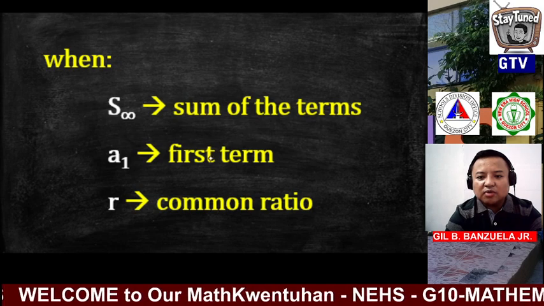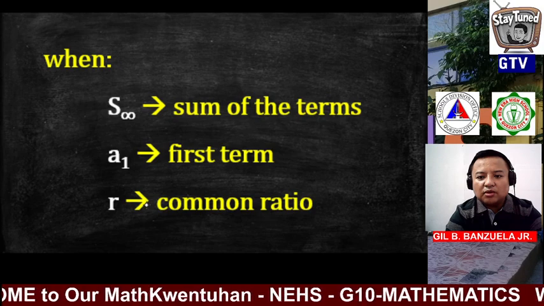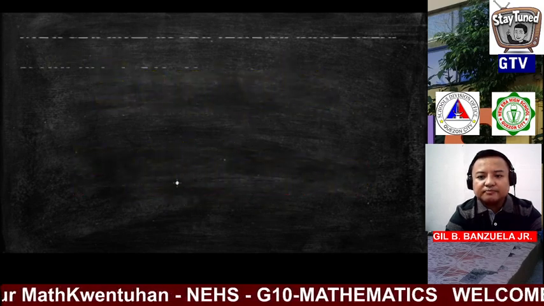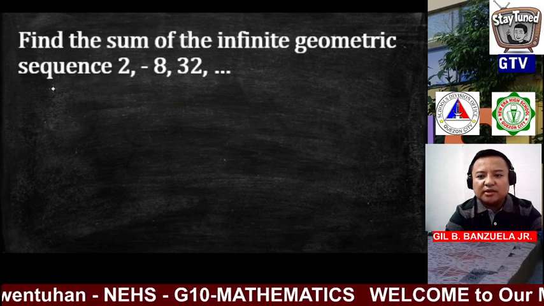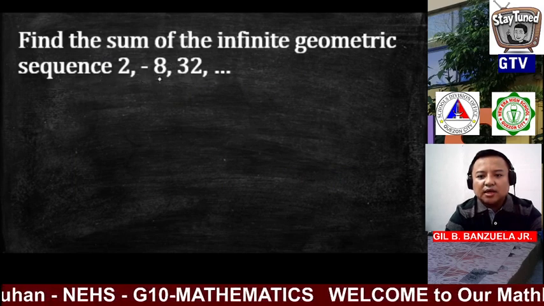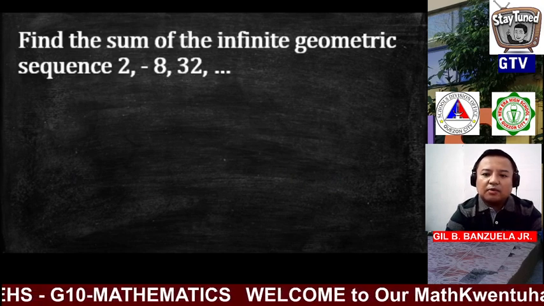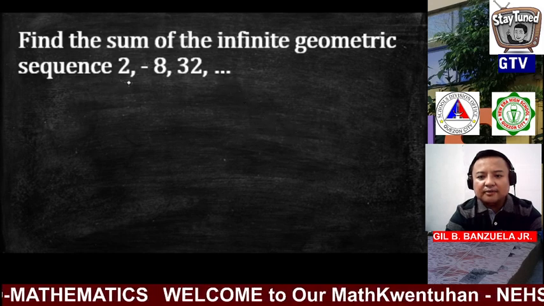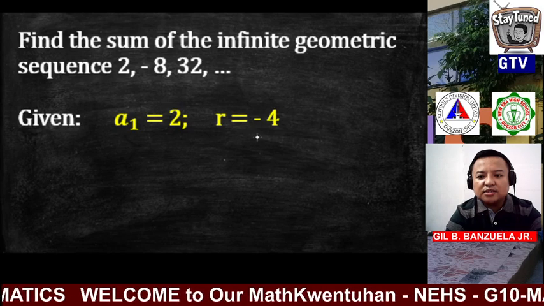Of course, a sub 1 is the first term and r is your common ratio. Alright, so let's try to solve the problem. Let's find the sum of the infinite geometric sequence 2, -8, 32. Again, our first move is to identify all the givens. We have the first term, which is 2, and the common ratio is -4.